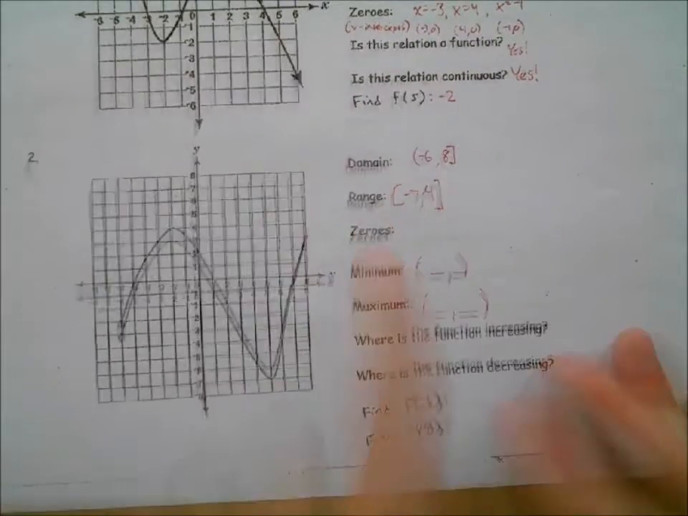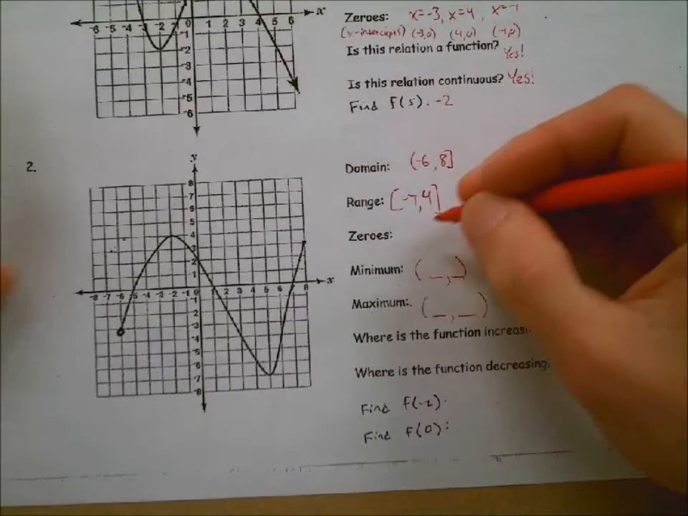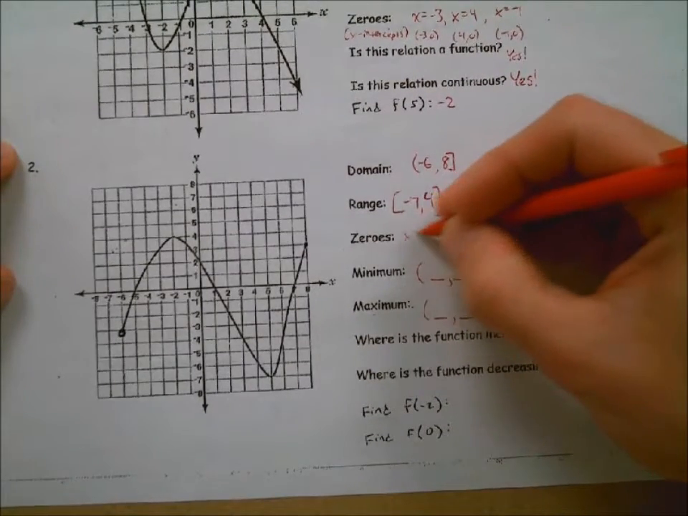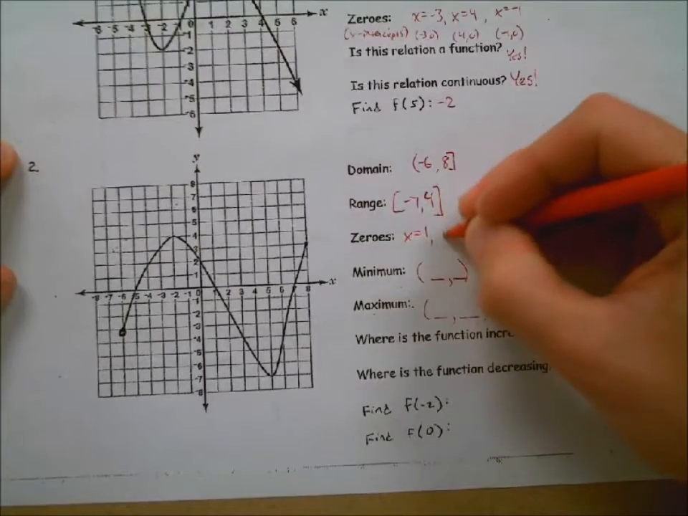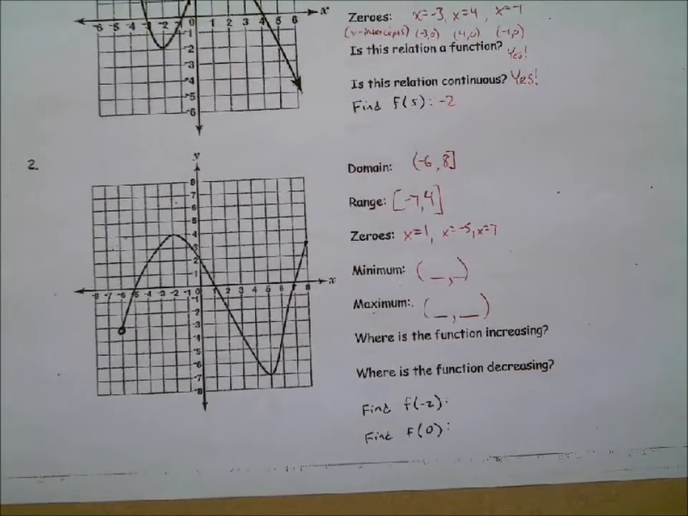So, zeros. Here we go. I'm going to call on someone here. Give me some of your zeros. Let's go to Erica. Erica, what are your zeros for number 2 here? 1, -5, and 7. X equals 1, x equals -5, x equals 7. Or you can give me (1, 0), (-5, 0), (7, 0) as coordinates. That's fine as well. But good. Yes, Erica, good job.